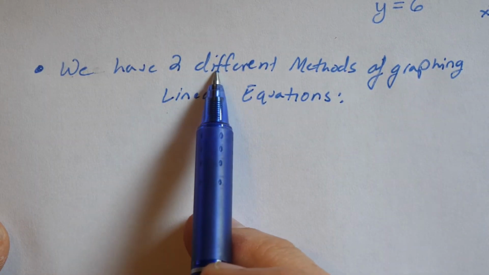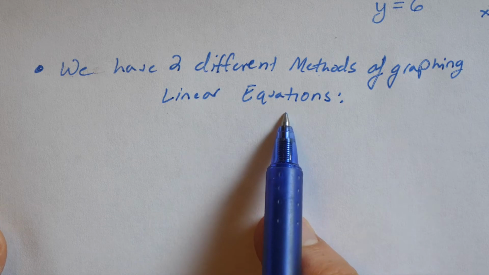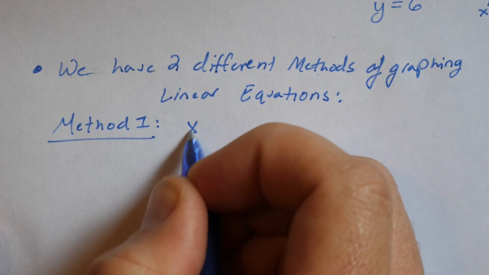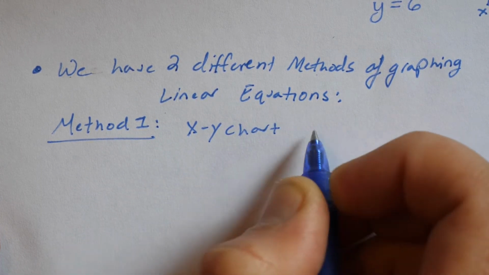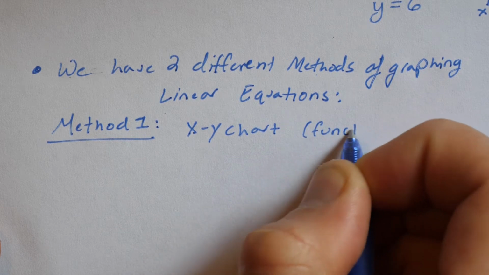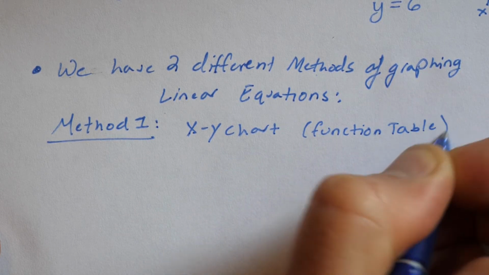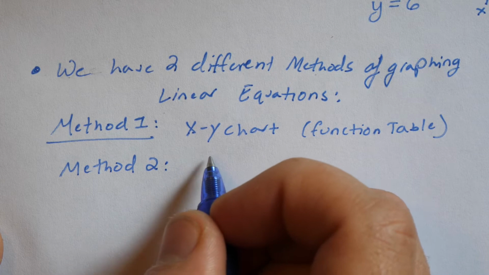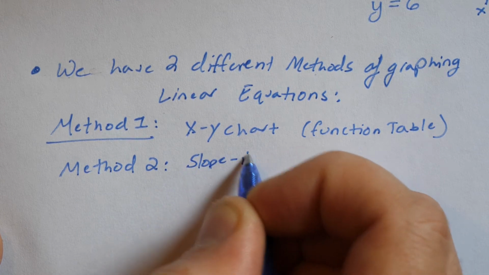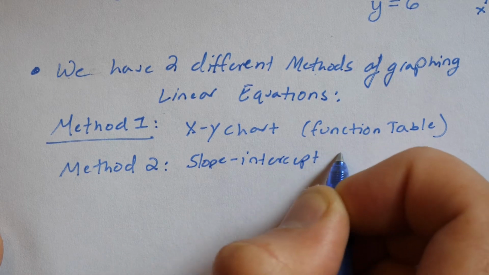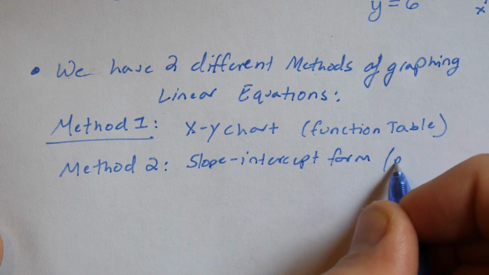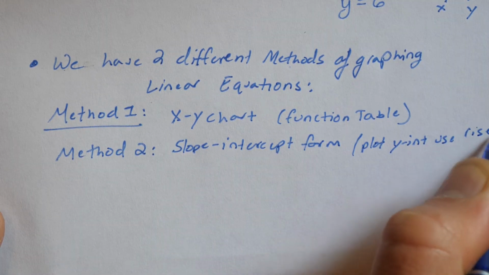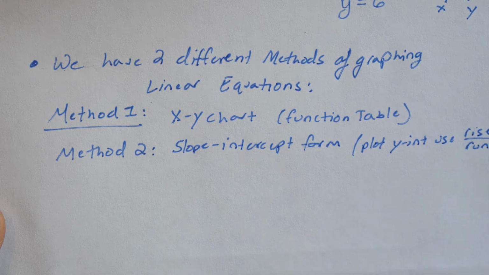We have 2 different methods of graphing linear equations. Method 1 is an x, y chart, and we can also call that a function table. Method 2 is slope-intercept form. We can just plot the y-intercept and then use rise over run if we have the slope.